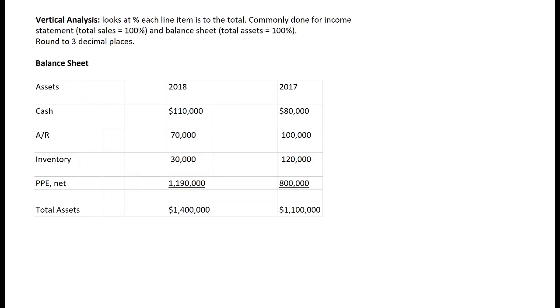Welcome to this short tutorial on vertical analysis. Now, vertical analysis looks at each line item as a percentage to a total.